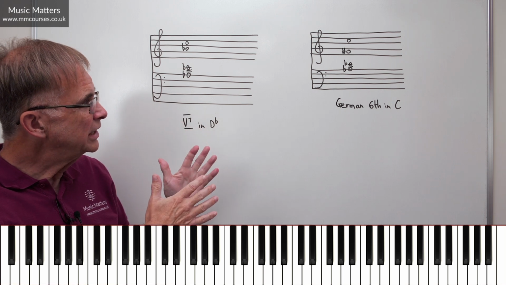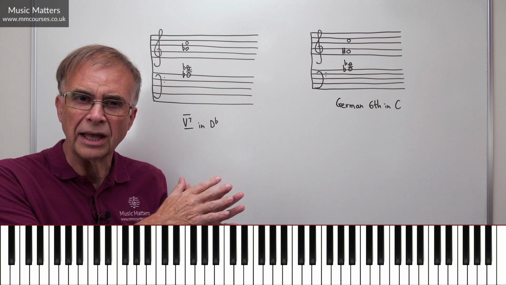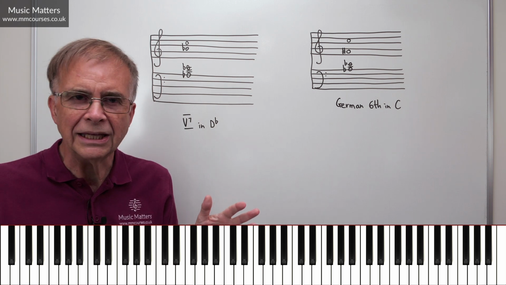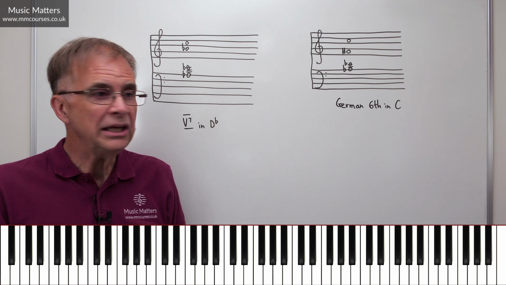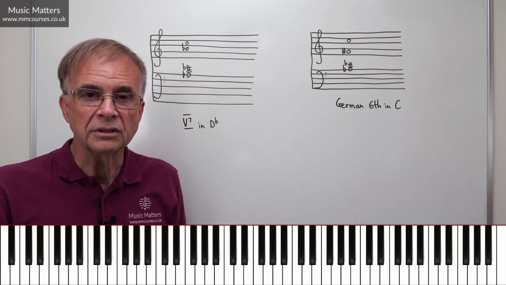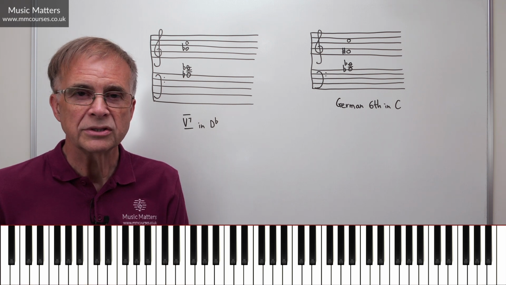So hopefully you can see that when I calculate a dominant seventh in D flat, I'm doing that in a completely different way from how I calculate the German sixth in the key of C. We're even in two different keys, but we end up with a chord that sounds the same.